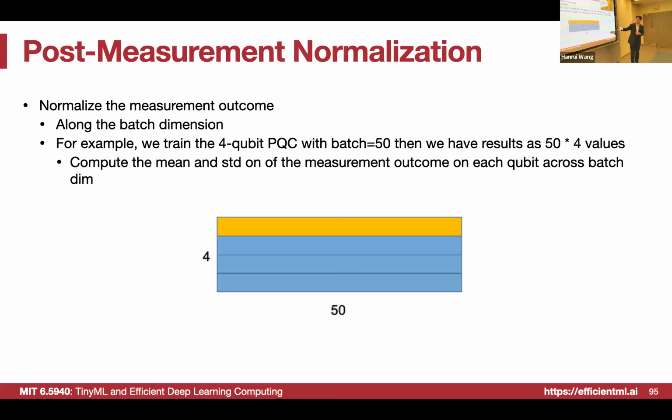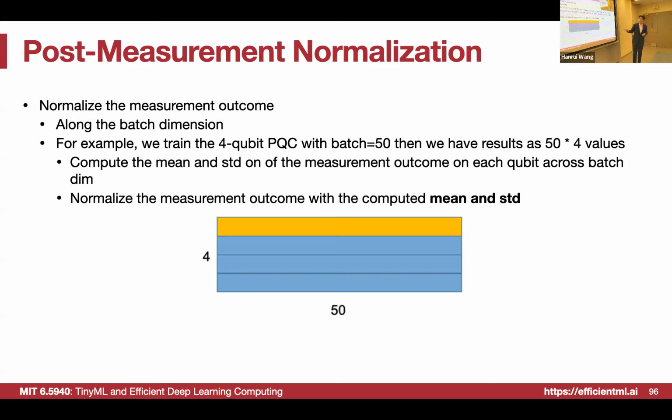So we just compute the mean and STD for this dimension, and then we can use the STD and mean to normalize the values on this dimension across the batch. In that case, the normalized value will be closer to the noiseless result.